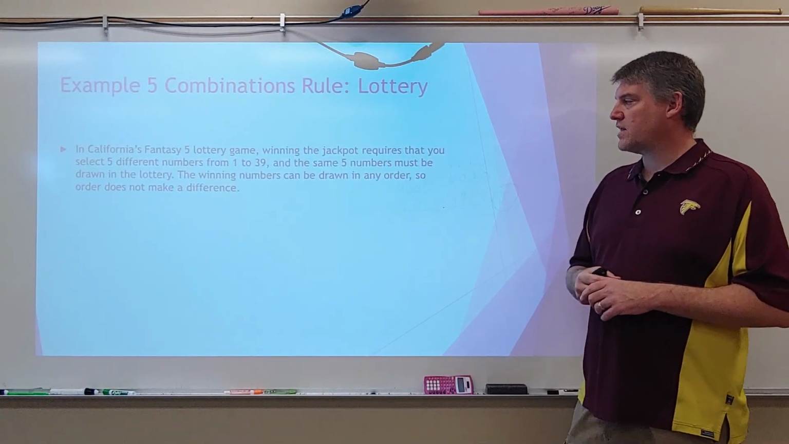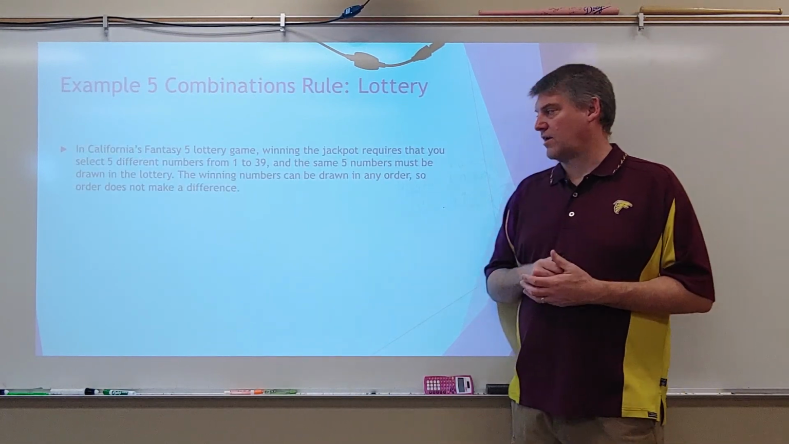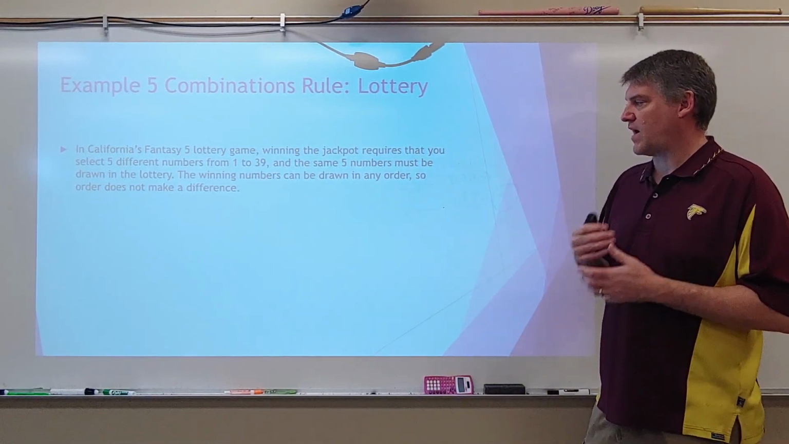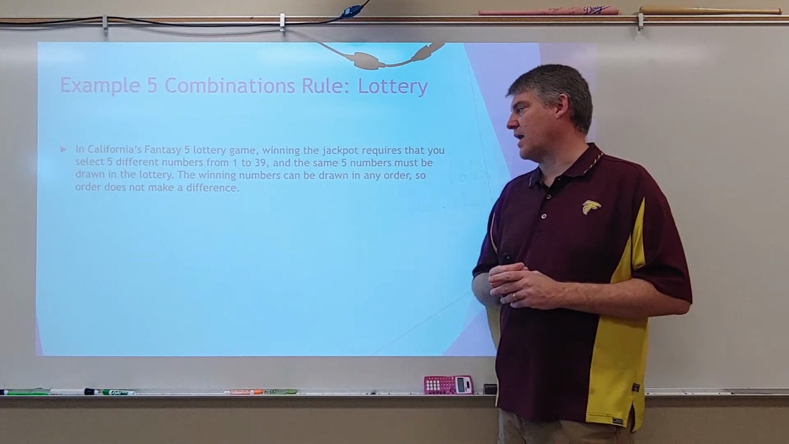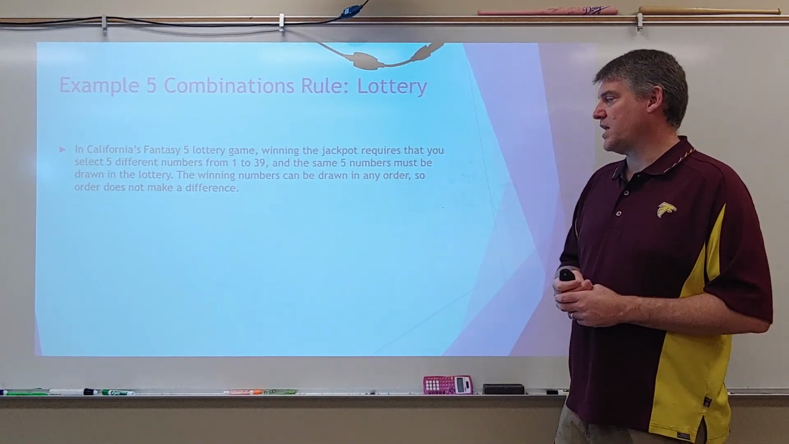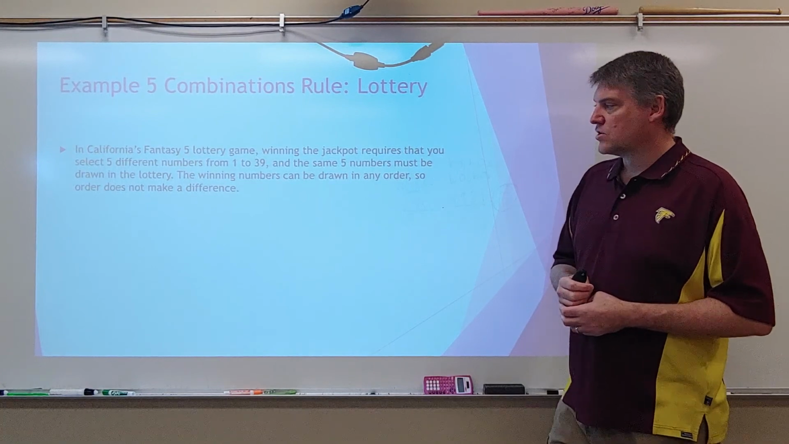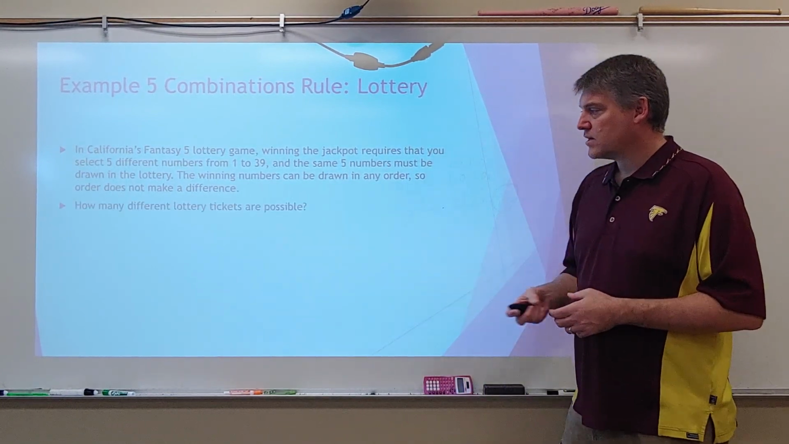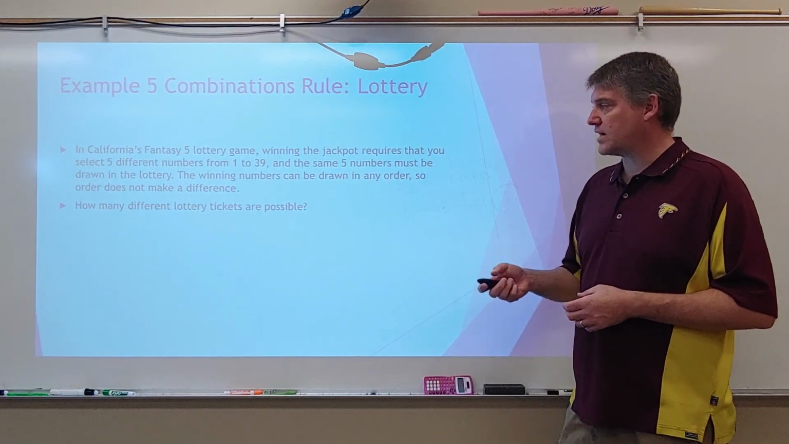Okay? So in California's Fantasy 5 lottery game, winning the jackpot requires that you select 5 different numbers, 1 to 39, and the same 5 numbers must be drawn in the lottery. The winning numbers can be drawn in any order, so order does not make a difference. Okay? So how many different lottery tickets are possible?